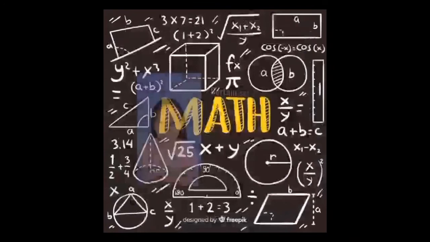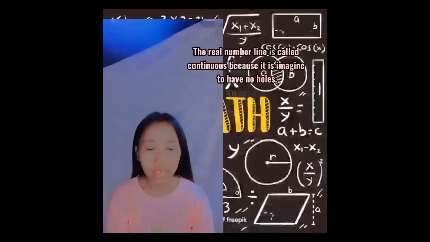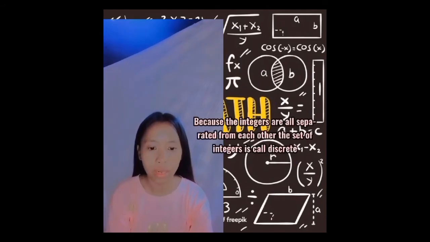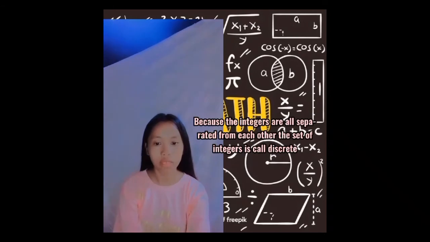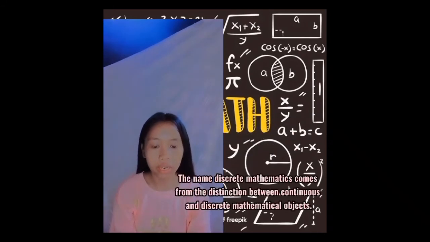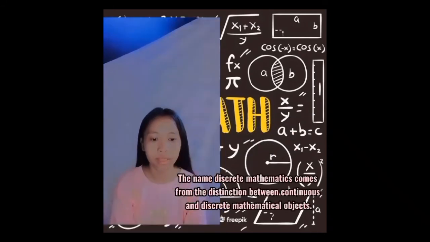Certain sets of numbers are so frequently referred to that they are given special symbolic names. R is the set of all real numbers. Z is the set of integers. Q is the set of all rational numbers. The real number line is called continuous because it is imagined to have no holes. Because the integers are all separated from each other, the set of integers is called discrete. The name discrete mathematics comes from the distinction between continuous and discrete mathematical objects.